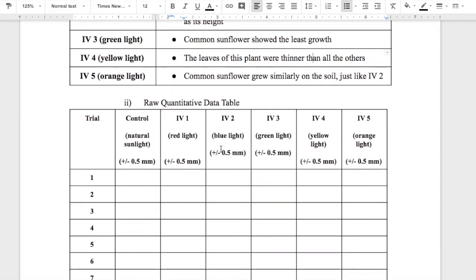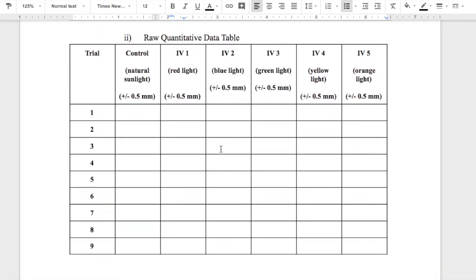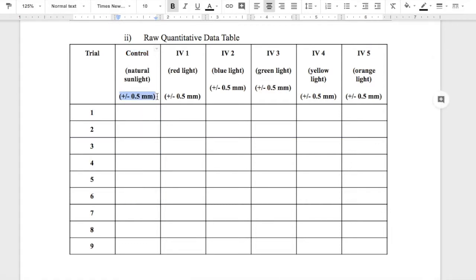Next is your raw quantitative data table. In here, you will type in the raw data, the data that you actually measured. So this is a good format to put your data table in. However, all data tables are unique to the experiment, so yours may not look like this. However, you must include the trials. You must specify which variable the numbers correspond to, and you must always include the uncertainty.